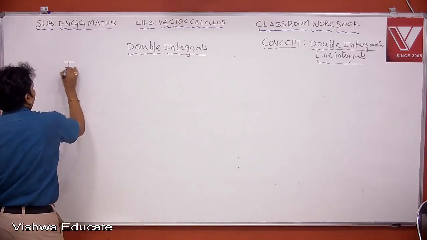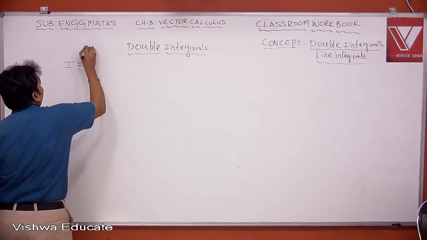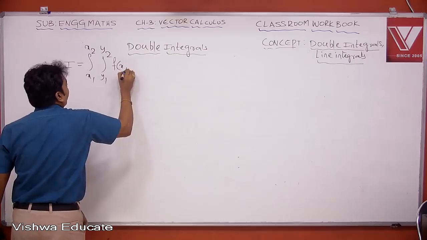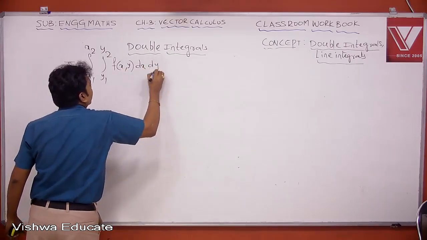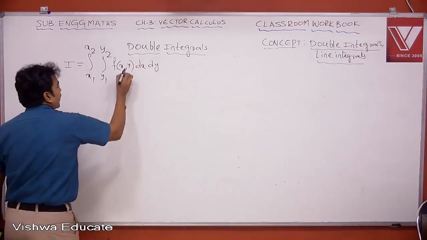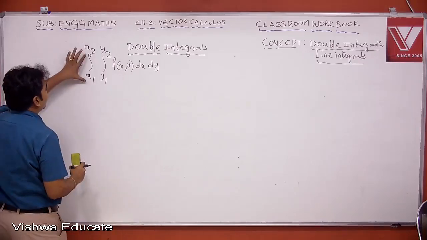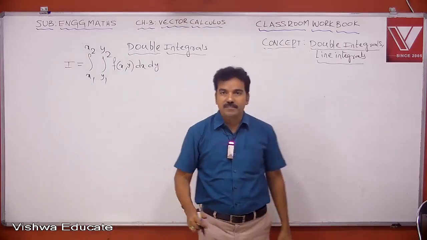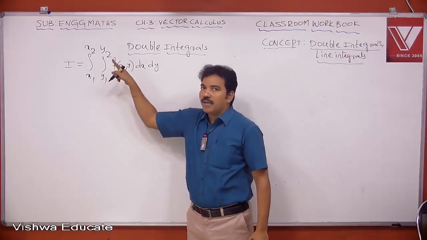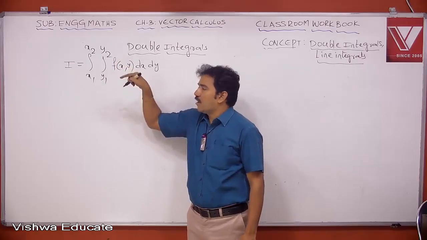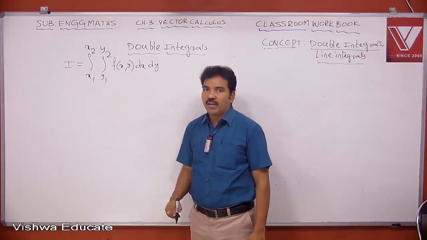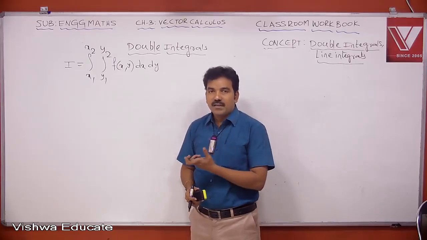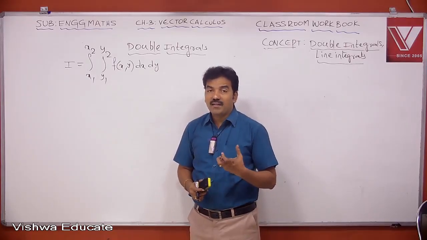Suppose I have a double integral I equal to integral x1 to x2, integral y1 to y2, f of x comma y dx dy. Suppose my double integral structure is like this. Here x is changing from x1 to x2, y is changing from y1 to y2. Here the function contains two variables. If a function contains a single variable, finding the integration is very simple. Here the challenging task is how to handle double integrals.